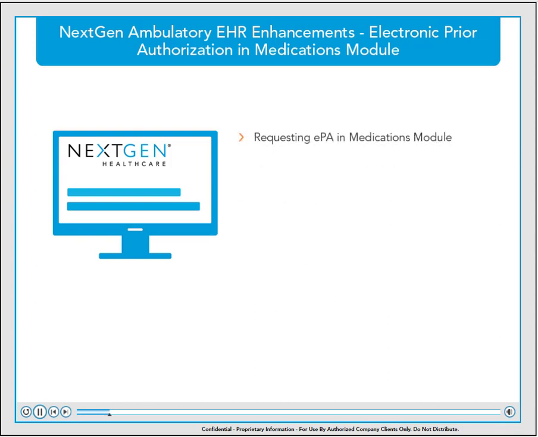Providers can request EPA in the Medications module when they prescribe a medication and before they send the prescription to the pharmacy. If multiple meds are prescribed, the EPA needs to be requested for each medication one at a time.